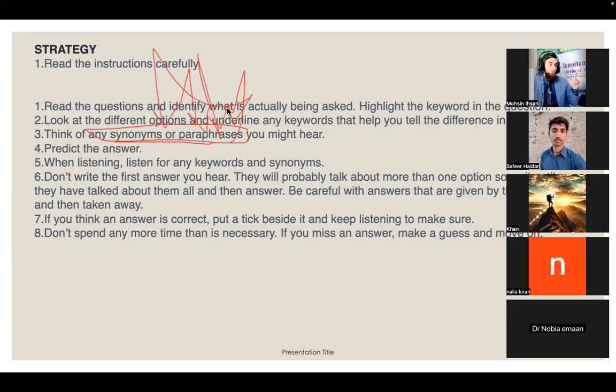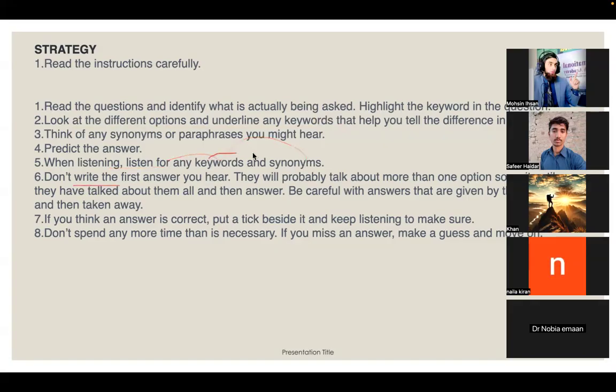Sometimes I share IELTS listening vocabulary, sometimes I share other IELTS vocabulary. So you go for that, the synonyms especially, and predict the answer. When listening, listen for any keywords and synonyms.